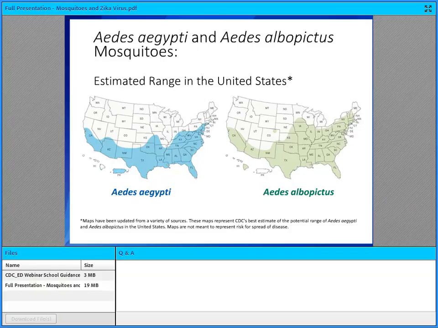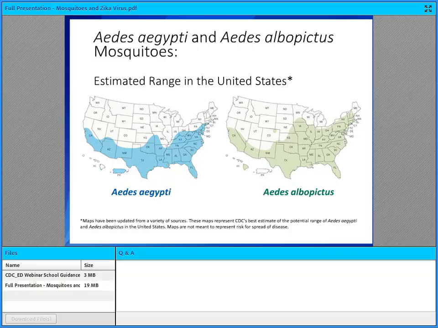You'll also notice there, I don't know if we have any callers from Puerto Rico, but highlighted on the Aedes aegypti side on the left, you'll see the presence of Aedes aegypti in Puerto Rico, but we don't have any Asian tiger mosquitoes in Puerto Rico. So we have exclusively Aedes aegypti present in Puerto Rico.